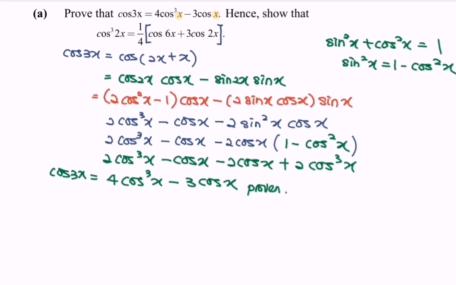So from here, given the situation cos 3x, for the right hand side we will obtain the angle x. If the situation is cos 6x, for the right hand side we'll have 4 cos cube with the angle 2x minus 3 cos 2x.